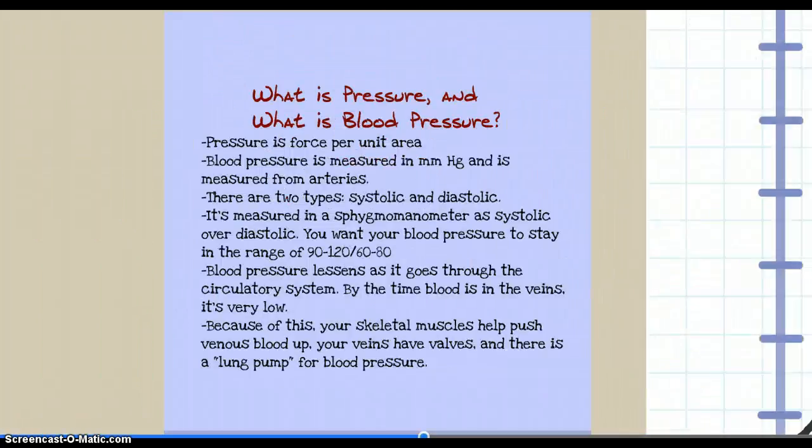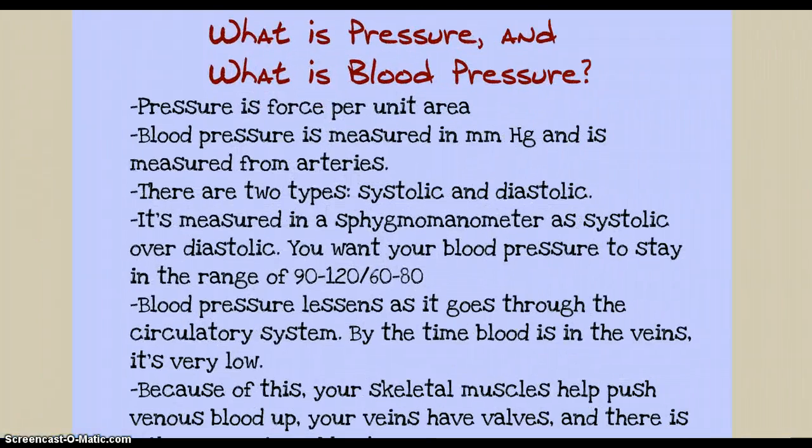So now let's talk about blood pressure. First, we have to talk about pressure. Pressure is basically the force per unit area. So blood pressure is the amount of force per unit area your blood pushes against your arteries. Blood pressure is measured in something called millimeters of mercury.